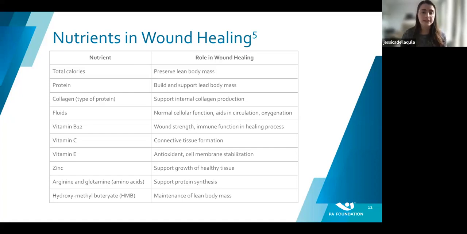We're going to further discuss a lot of these micronutrients and elements, but basically fluids also become important, vitamin B12, C and E, zinc, and then we get into our amino acids that become important too, specifically arginine and glutamine, which we're going to get into, and hydroxymethylbutyrate, which is a byproduct of leucine, which is an amino acid, and we'll get into that.